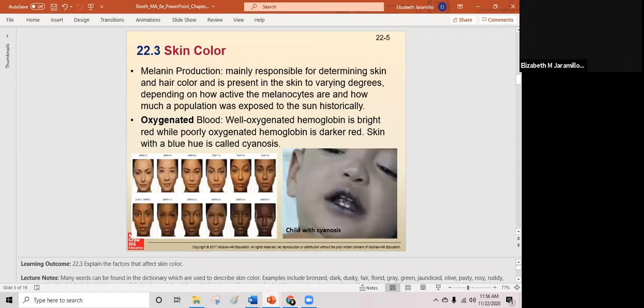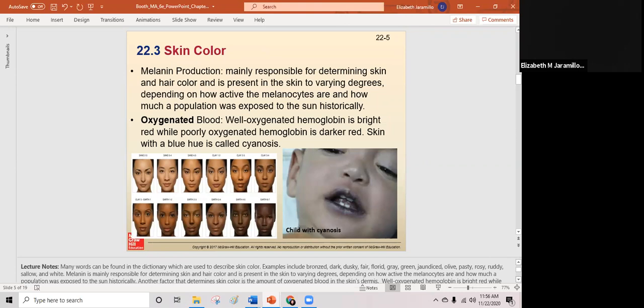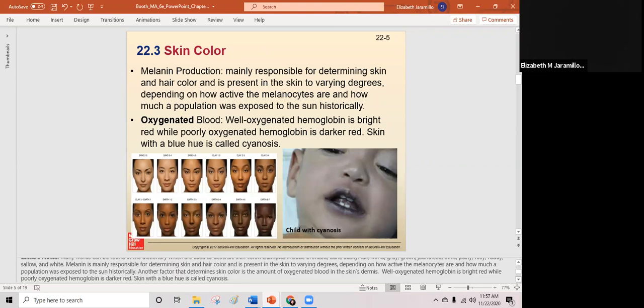So many words can be found in the dictionary which are used to describe skin color. Examples would include bronze, dark, fair, florid, gray, green, jaundiced, olive, pasty, rosy, ruddy, sallow, and white. Melanin is mainly responsible for determining skin and hair color and is present in the skin to varying degrees.